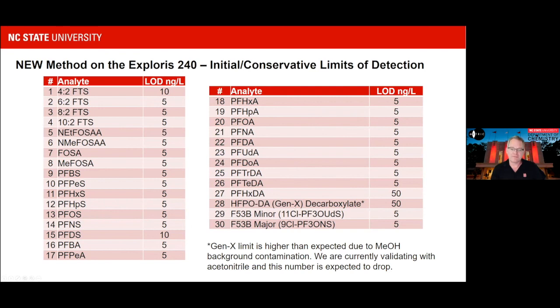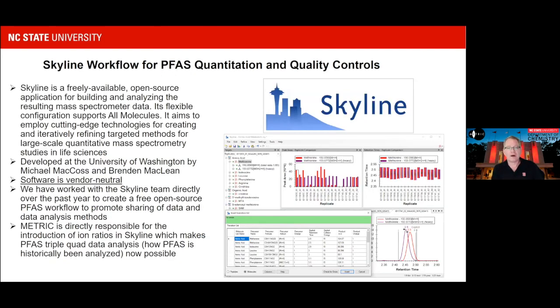The one that's really tough is Gen X. It's actually detected in its decarboxylated form, but we found that methanol has a huge background level of contamination of Gen X. So there's an interference there, and so we're now switching everything to acetonitrile. Actually, we have, and we've revalidated all these numbers, and GenX most certainly did improve. We do all this with the PFAS world with the help of Mike McCoss and Brenda McLean.